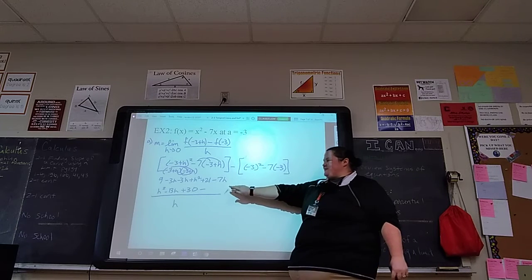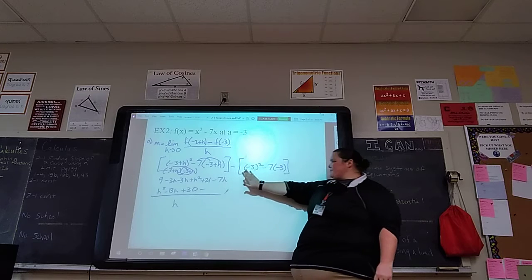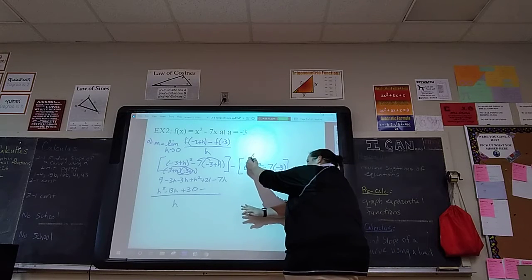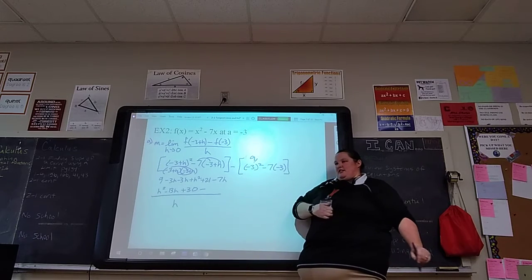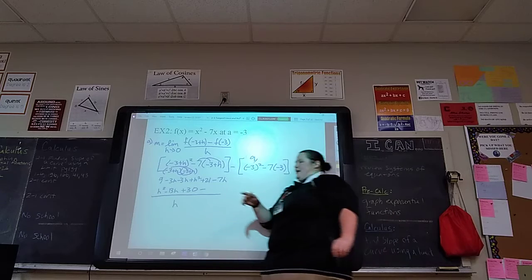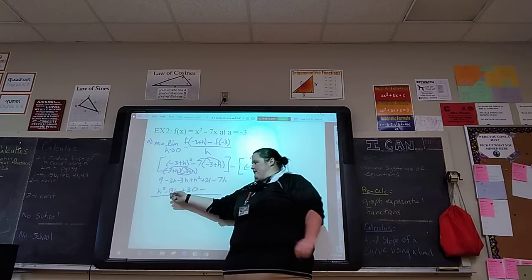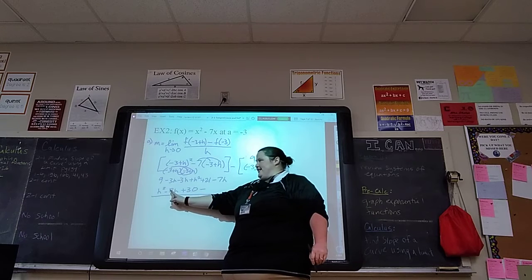So there's the first substitution. I can't forget to go back and do this one. So what's negative 3 squared? 9. So I combine all my like terms. I have an h squared, negative 3h, negative 3h, plus negative 21.